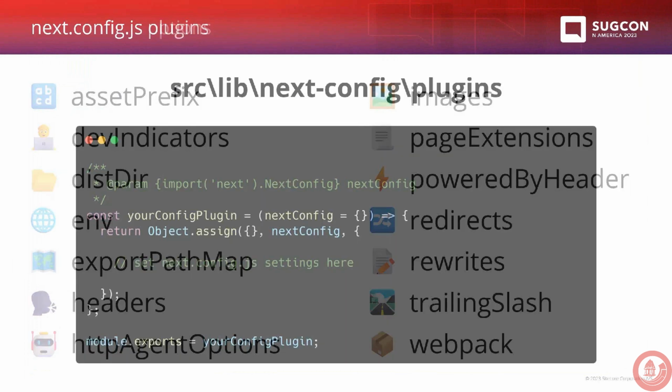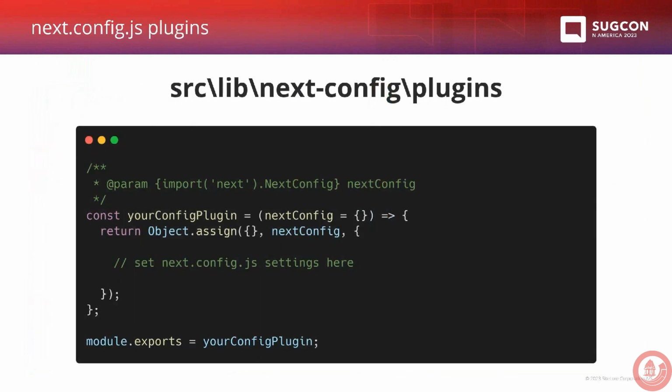That comes in the form of config plugins. This is a feature that is unique to Sitecore's Next.js SDK. In a Sitecore Next.js application, if you look in the lib/next-config/plugins folder, you'll see a whole bunch of config plugins that Sitecore ships with. They're always going to take the form of this code that you see here on the screen.